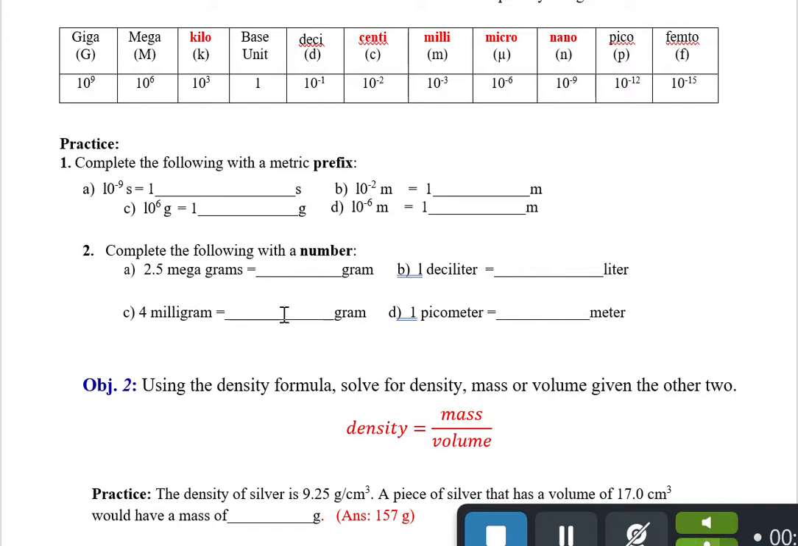If I have 4 milligrams, that is going to be 0.004 grams, 4 thousandths of a gram. If I have 1 picometer, here's a picometer, I'm going to have 0.0 all the way through, I guess that's going to be the equivalent of 10 to the minus 12 meters. So that is the quick down and dirty on the metric units that we're going to use.